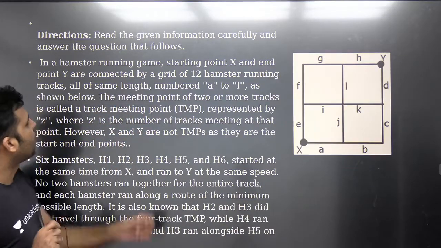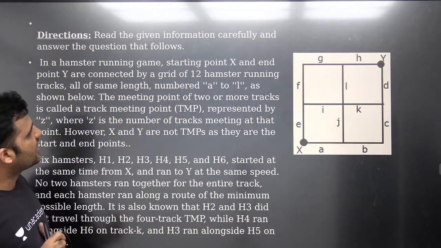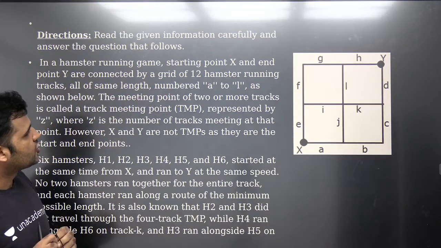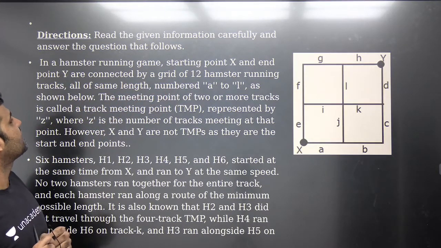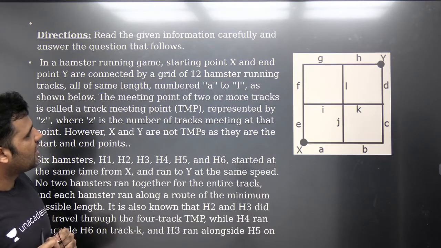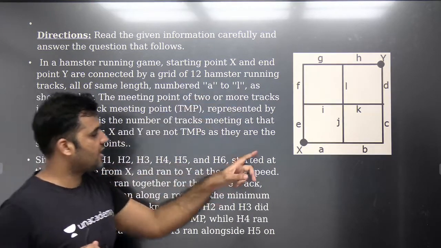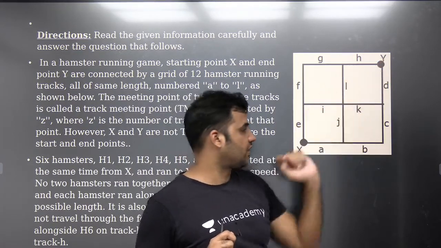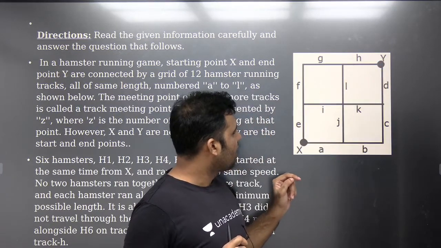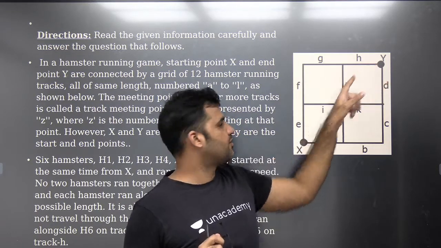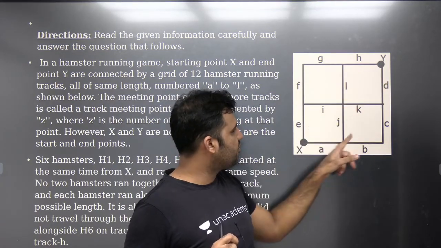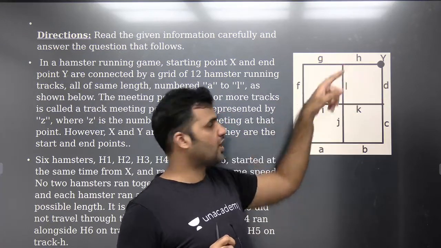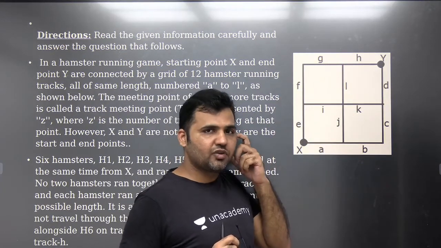You see, in a hamster running game, starting point X and ending point Y are connected by a grid of 12 hamster running tracks, all of the same length, numbered A to L. So see that this is the starting point of the running and this is the ending point of the running. And from X to Y, there are 12 different paths, right? What are these paths? A, B, C, D, E, F, G, H. 4 here, 4 here. 4 plus 4, 8. These are the grid lines. There are 12 grid lines.